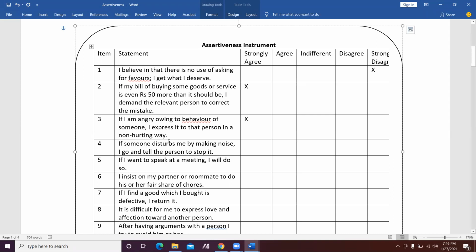Right, then if someone disturbs me by making noise, I go and tell the person to stop it. Strongly agree, increasing assertiveness. Too many lectures, right. I want to speak at a meeting, I will do so.